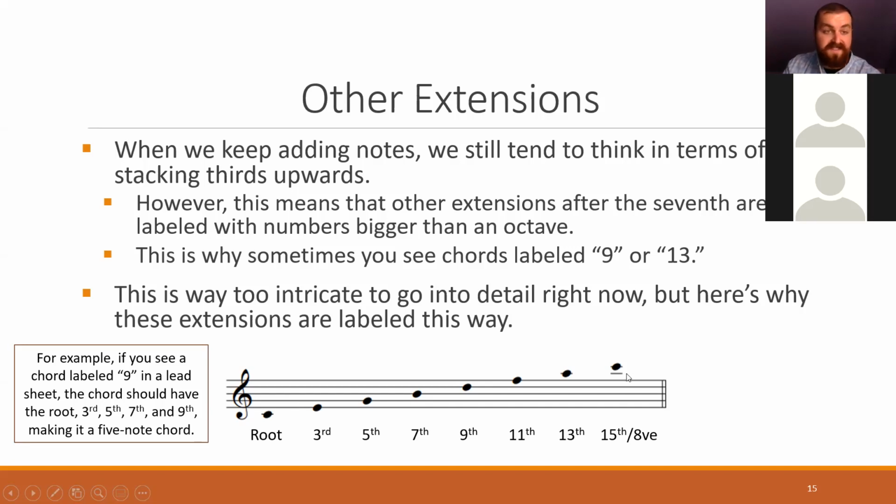Notice that when we get up to the 15th, so to speak, it's just an octave again. We get back up to C again. If we were to start stacking thirds on top of that, we would just get notes that we've had already. So it only goes up to 13. Our numbers only go to 13. So 9, 11, 13, three other options on top.